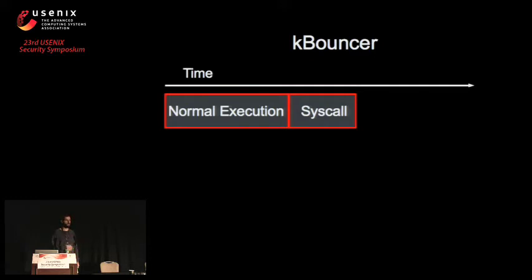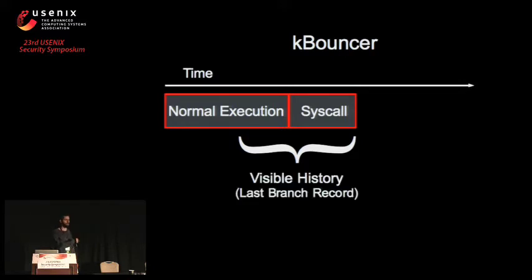At that point, kBouncer intercepts the system call and says, let me look at what has been happening recently. It does this using the last branch record, which is a hardware register on modern Intel CPUs. It looks at the last 16 indirect branches which have executed, which lets it look backwards a little bit and see what's happened. It uses this to decide if what's been executing is a ROP attack or normal execution. In this case, it's normal, so it allows everything to continue.